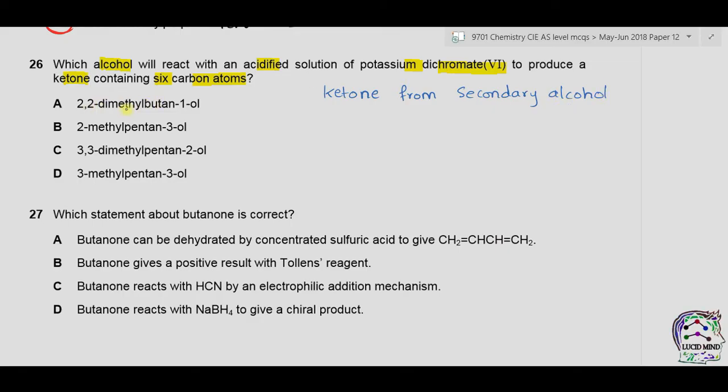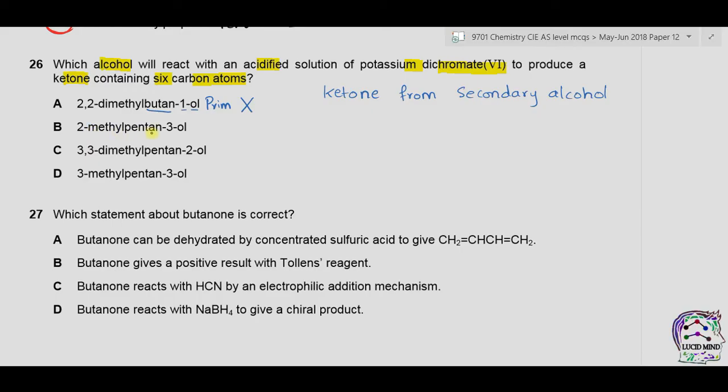In A, we have 2,2-dimethylbutan-1-ol. So in the long chain, we have 4 carbon atoms as it is butane, and on the first carbon we have the alcohol. On the second carbon atom we have 2 methyl groups. As we can see, the carbon atom attached with OH is directly attached to one carbon only, so therefore this is a primary alcohol. So A is incorrect.